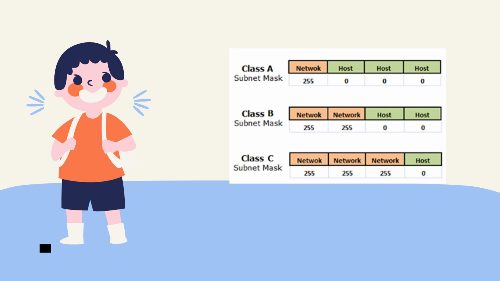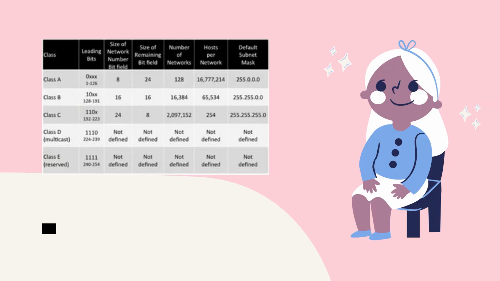Take a look at this illustration. When we refer to a class A subnet, it has the subnet mask 255.0.0.0. If it was classified as a class B subnet, the subnet mask was 255.255.0.0. And lastly, the class C subnet mask was always 255.255.255.0. Based on the first octet of an IP address, we determined whether something was a class A, B, or C address. Look at the illustration.